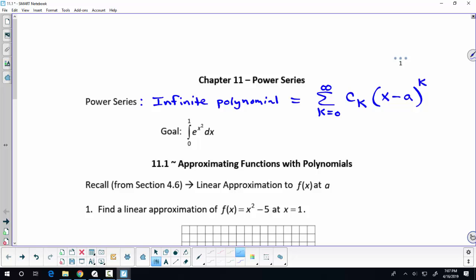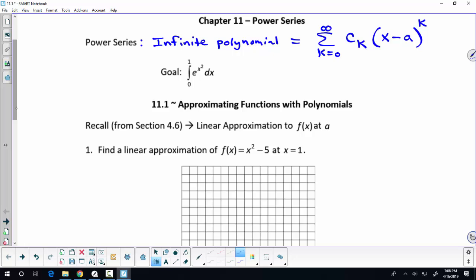So the c's are coefficients. The c sub k indicates that they could well be different coefficients. It's not the same coefficient throughout. For instance, if k is equal to 2, then you have a second degree polynomial. If k equals 5, fifth degree polynomial, and so forth. We'll come back to these in a moment, but just to build this up, let's look at approximating functions with polynomials, specifically the linear approximation. So we're going to look at the linear approximation of the quadratic x squared minus 5 at x equals 1.